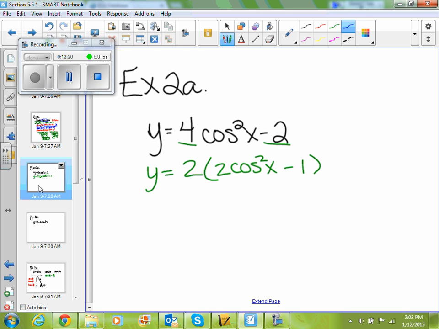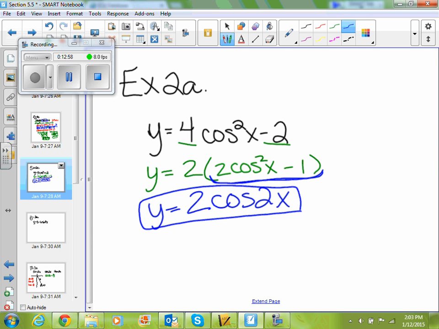And we factored it so that we could get this to hopefully look like one of our double angle formulas. So are any of our double angle formulas 2 cosine squared -1? Okay, so which one? Cosine of 2u, right? Or cosine of 2x. So then I can replace the 2 cosine squared -1 with cosine of 2x, and I still have that 2 out front that I factored. So this simplifies down to 2 cosine of 2x. And so then that is what you put in your graphing calculator.